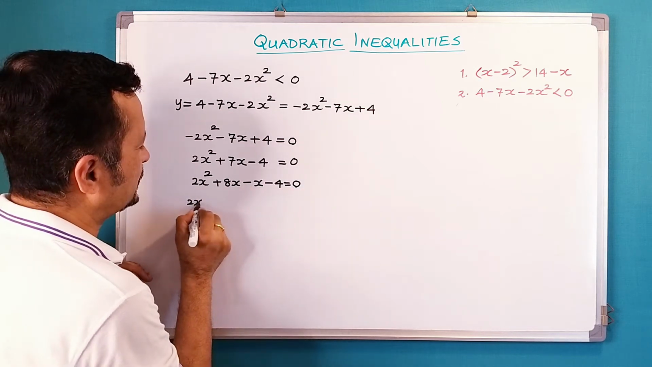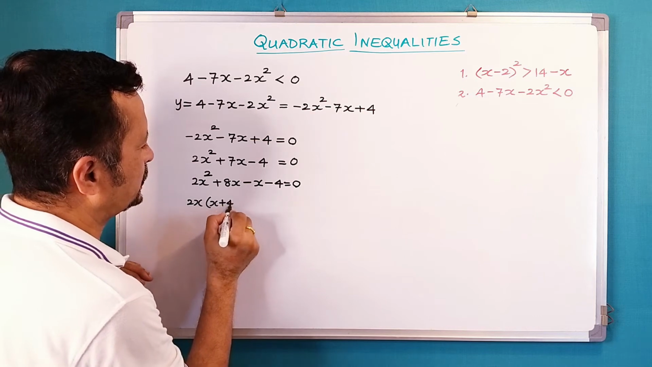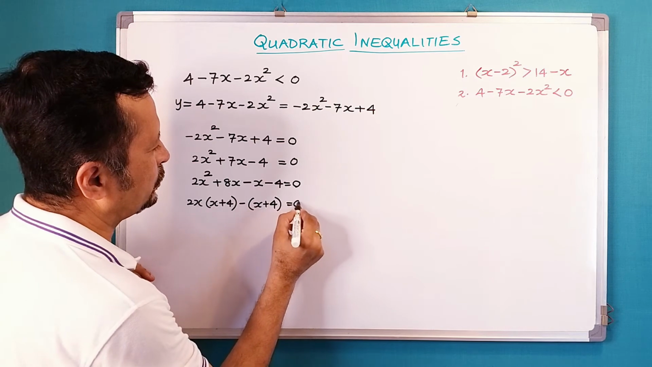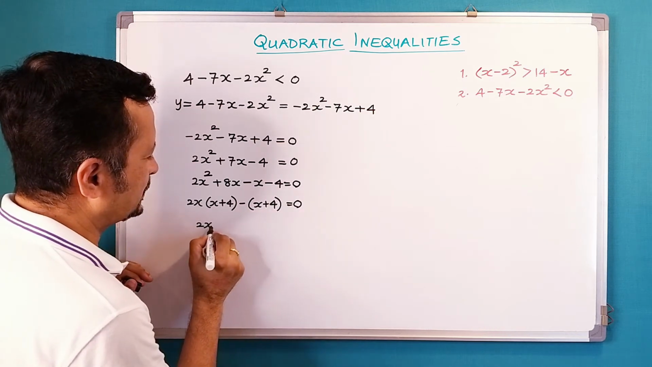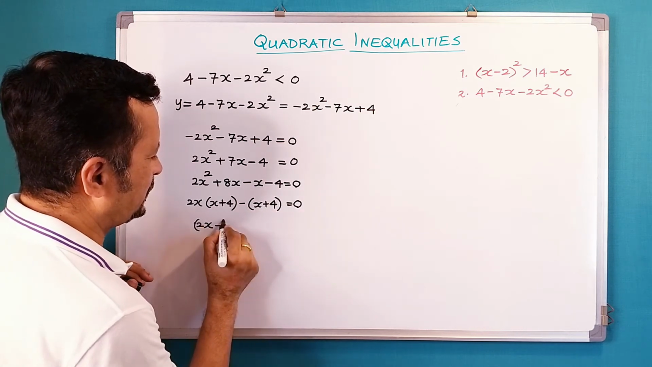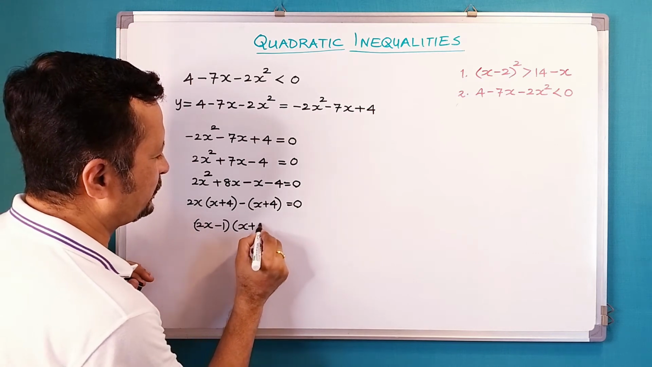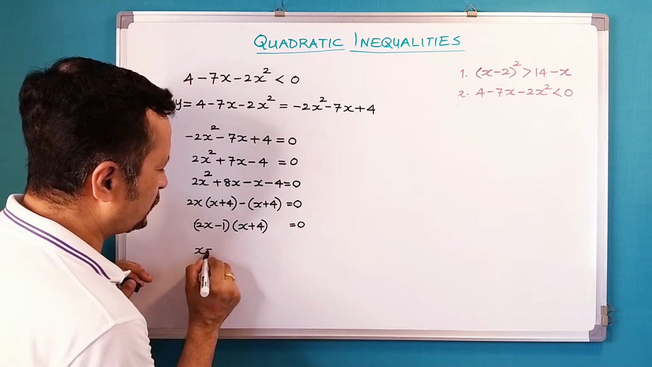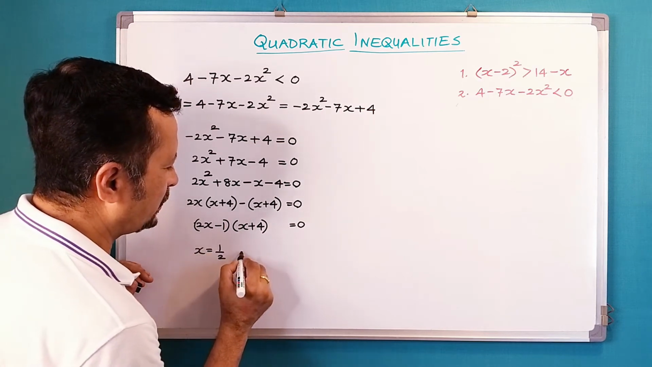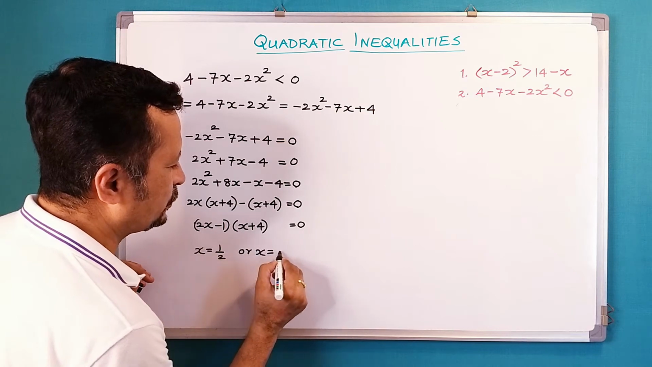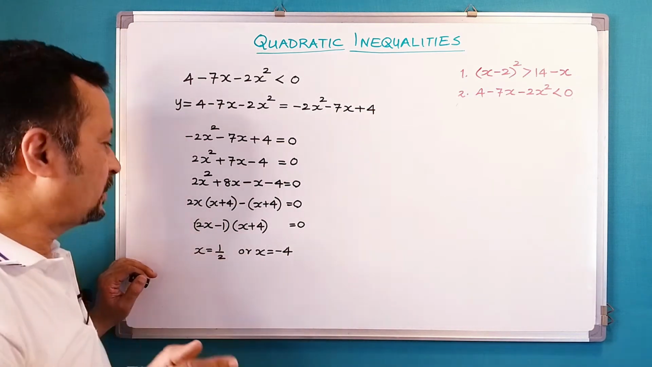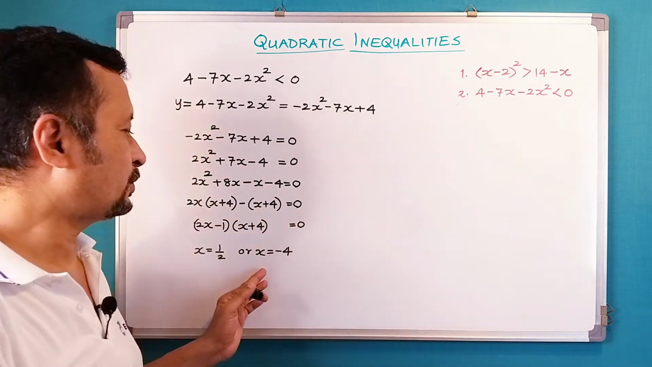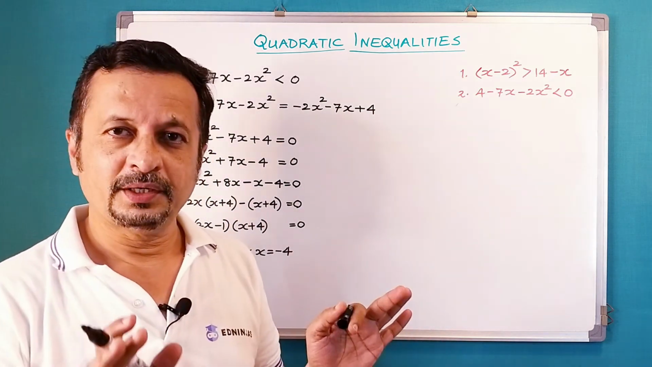So 2x into x plus 4 minus x plus 4 equal to 0, and 2x minus 1 into x plus 4 equal to 0. So that gives me x is equal to half or x is equal to minus 4. Now here for x equal to half, my y is going to be 0, and for x equal to minus 4, y is going to be equal to 0.